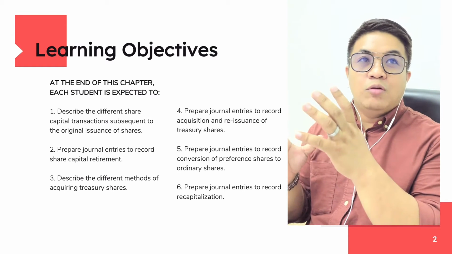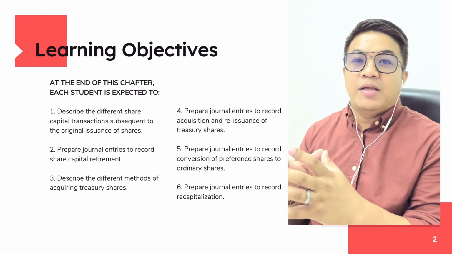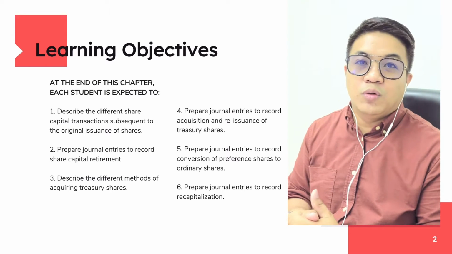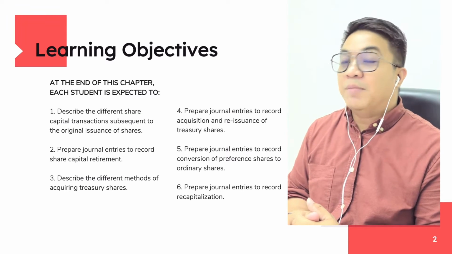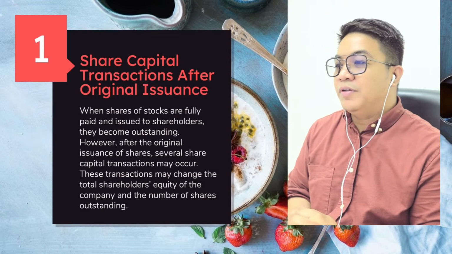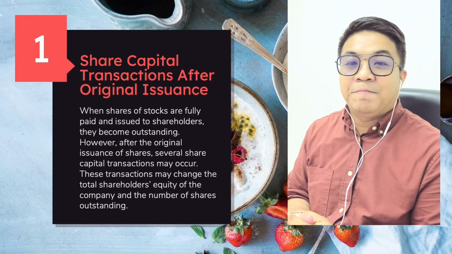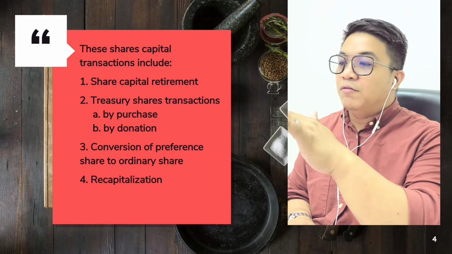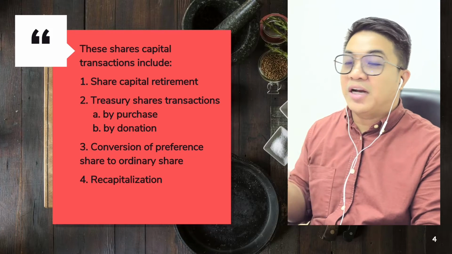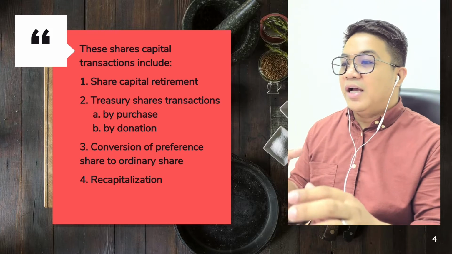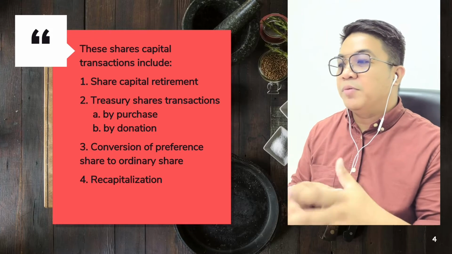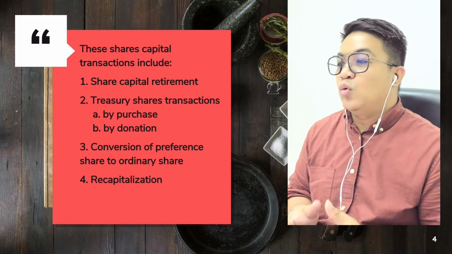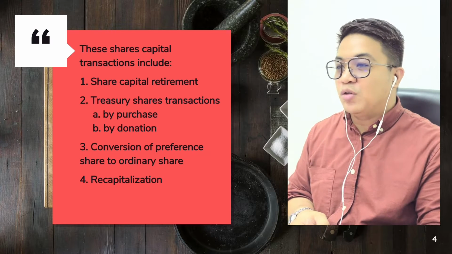And also, how do we journalize the conversion from preference shares to ordinary? We'll convert that. And also the term capitalization. Okay? So, first off, what are capital transactions? Actually, we have 4. First, share capital retirement. Number 2, transactions about treasury shares, by purchase or donation. We also have the conversion from preference share to ordinary share, and also what we call recapitalization.